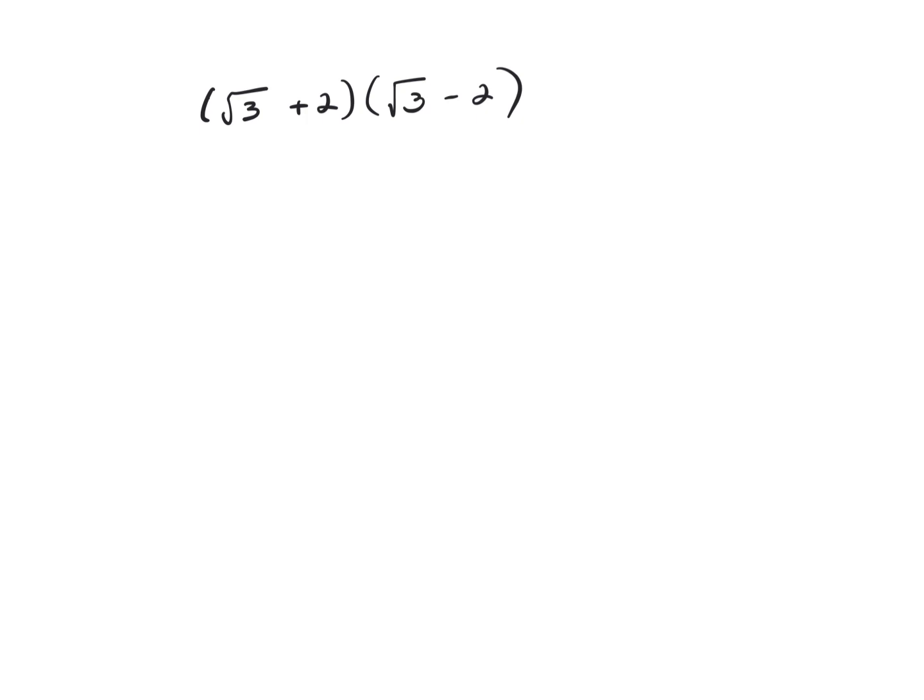We want to multiply these two binomials. So take the square root 3 times the square root 3, and then the square root 3 times a negative 2. Please know that if you multiply the same two square roots together, you always get what's underneath the radical. And I'll show you why.